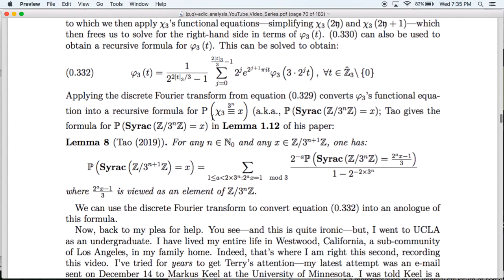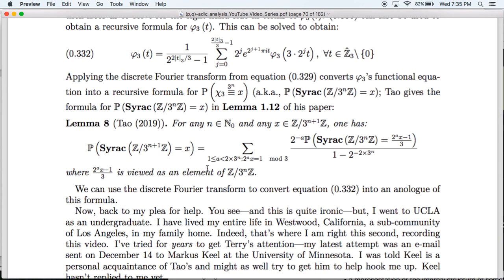So now back to my plea for help. You see, and this is quite ironic, but I went to UCLA as an undergraduate. Indeed, I have lived my entire life in Westwood, California, in my family home. It's a sub-community of Los Angeles, and it's within walking distance of the UCLA campus. And indeed, that's where I am right this very second, as I record this video.